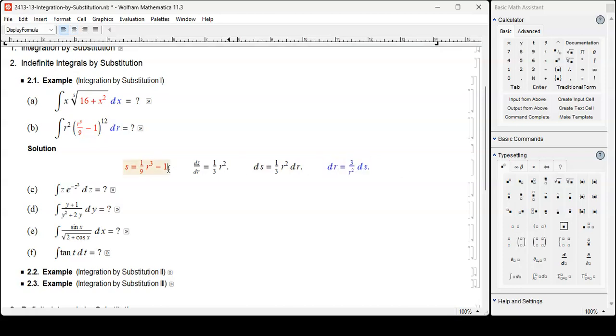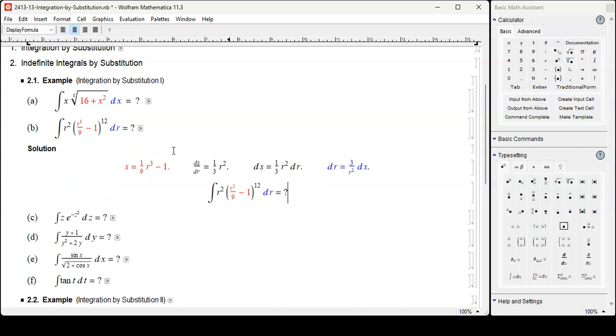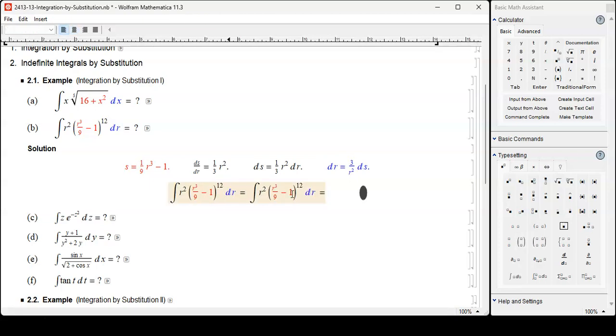So, step 1, substitution. Step 2, differentiation. And step 3, solve for dr. Okay, we got all those. Let's go to step 4. Substitution number 2. Substitute everything back into this original integral, excuse me. And then copy and paste that. And then this is r. And then this one here is, okay, and keep it blue.